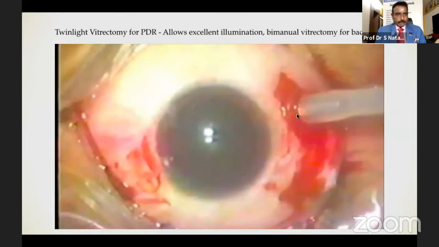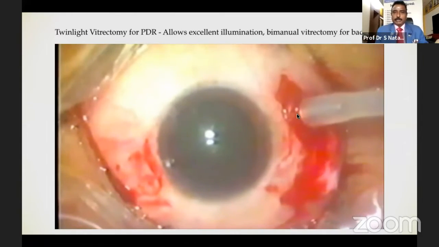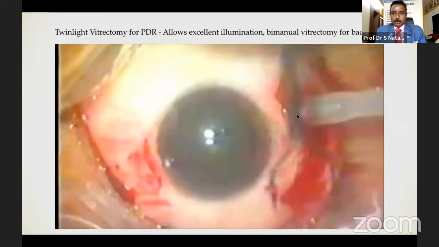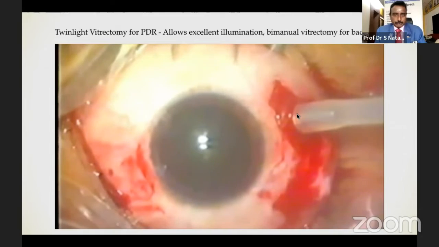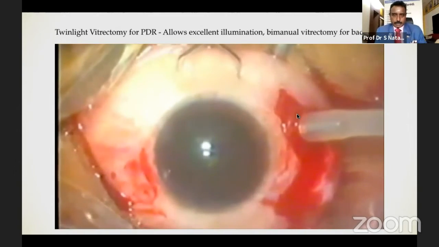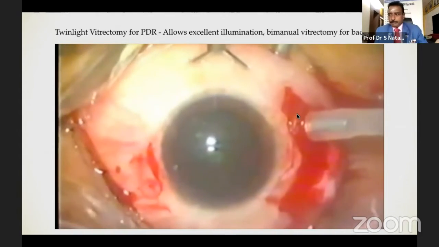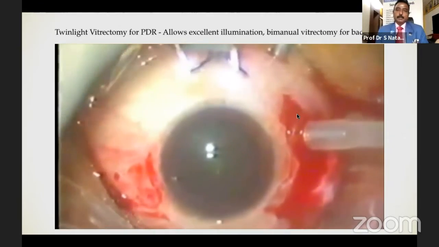And this is a final video, I think. It's a twin light vitrectomy for proliferative retinopathy, which allows excellent illumination. And this is a very old video. I'm just showing managing complex proliferative diabetic retinopathy. You saw Dr. Cyrus Shroff's technique. You saw the previous cases. And now this will be a bimanual technique.